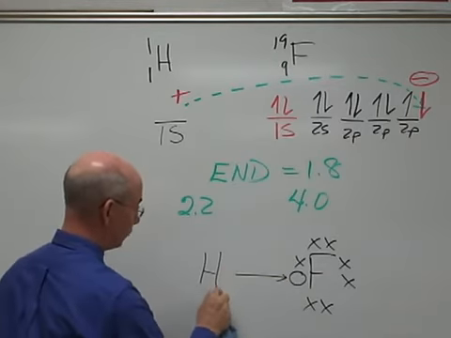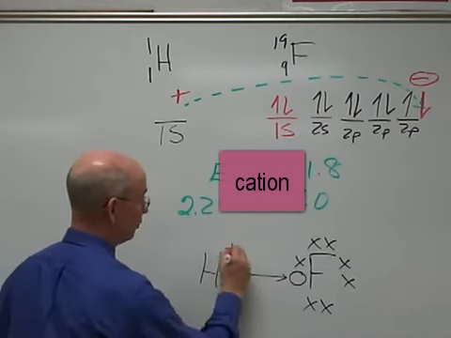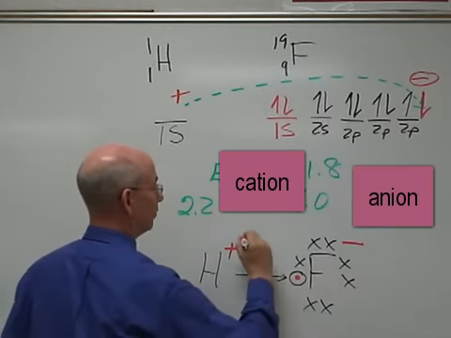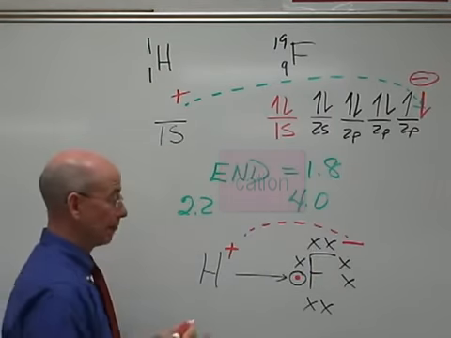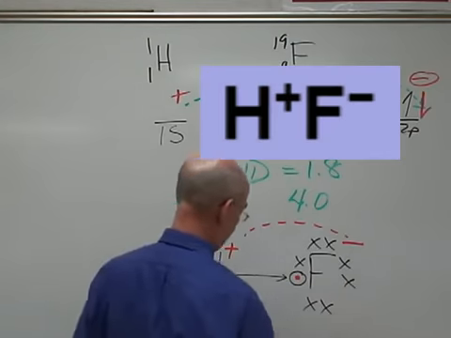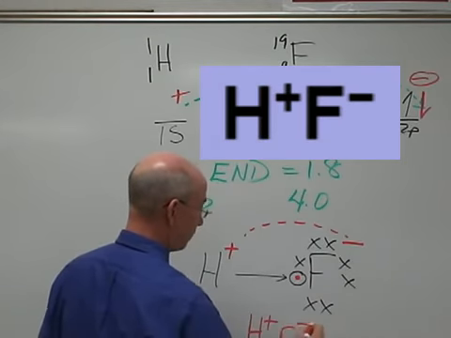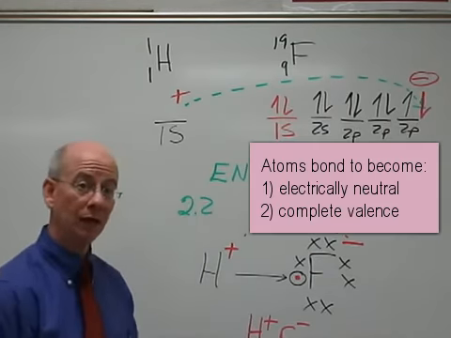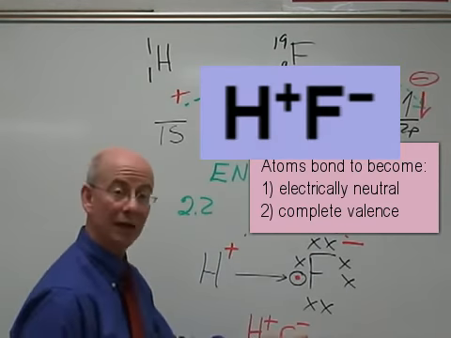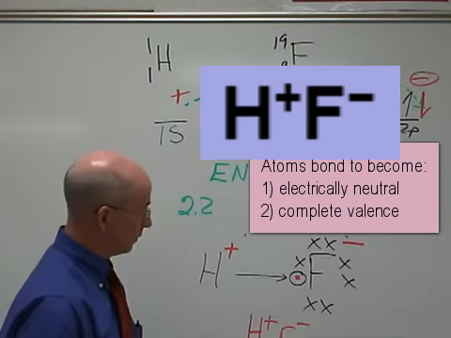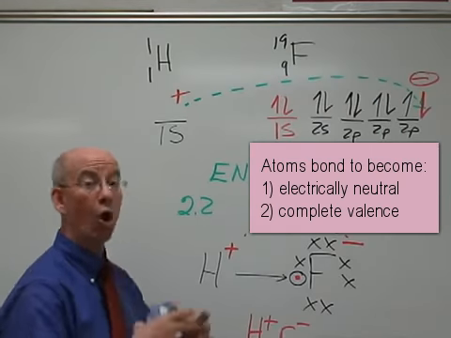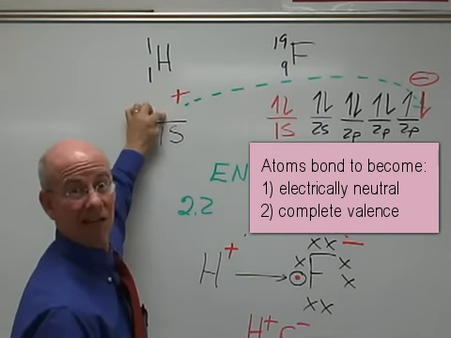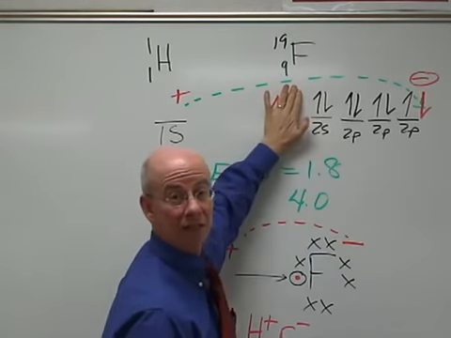The electron transfers. As soon as it leaves hydrogen, hydrogen becomes +1. As soon as fluorine gets it, it becomes -1. And there's the electrostatic attraction. And to write the formula, we would write it as H plus F minus. So 2 things are required for any bond. Number 1, it needs to be electrically neutral. +1 minus 1 is equal to a net charge of 0. The second condition is that both atoms, or all the atoms involved, must have complete valence. This has a complete valence, it has nothing. And this has complete valence, it has 8 in its outer shell.